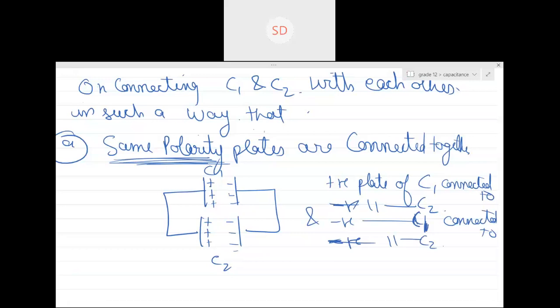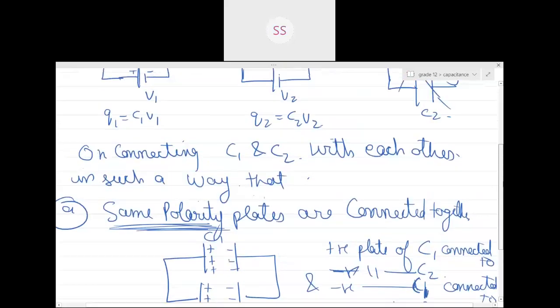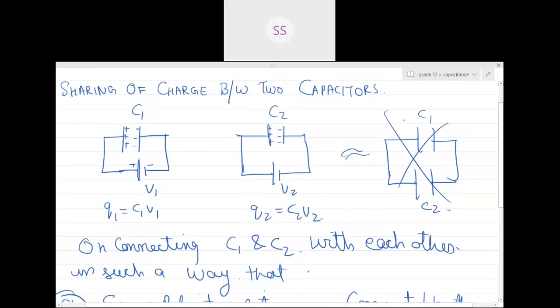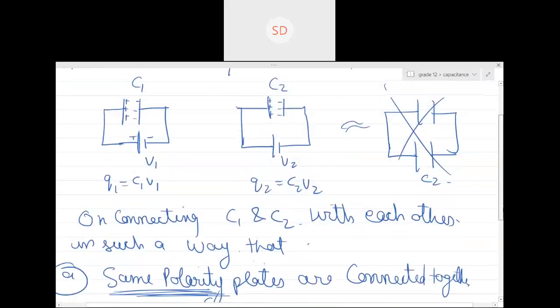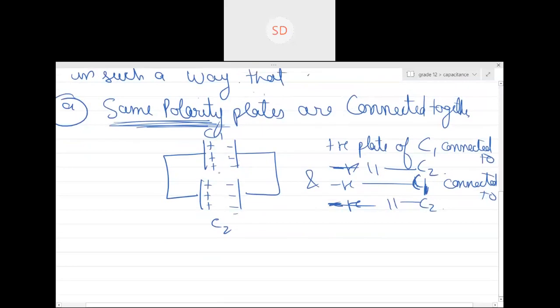Yes, sir. Any doubt till here? Guys, do you understand what I did? I connected these capacitors with each other. Okay. So what will happen now?